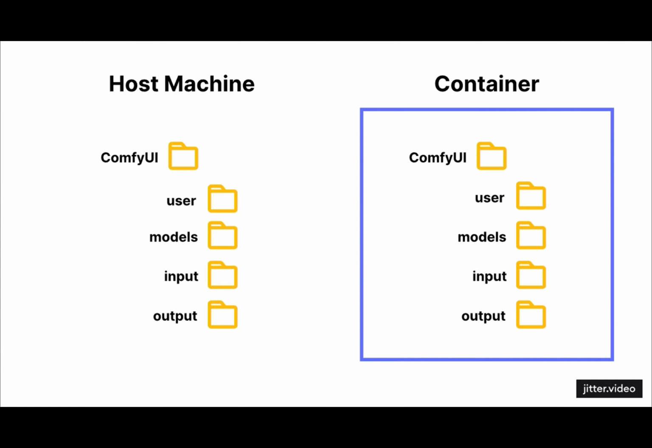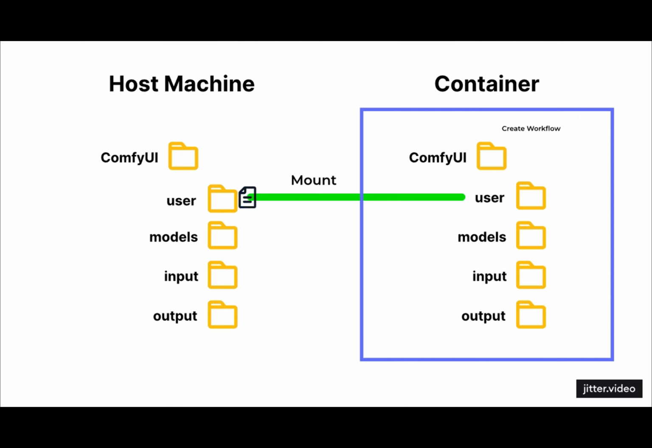So to solve this, we can attach or mount directories on our host machine to directories inside of the container. This is like creating a little window or poking a hole in the side of the container, which lets us stream data in and out.